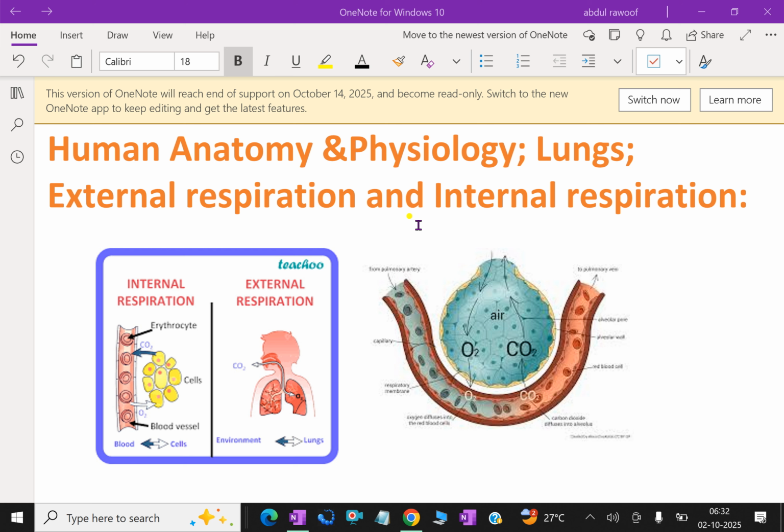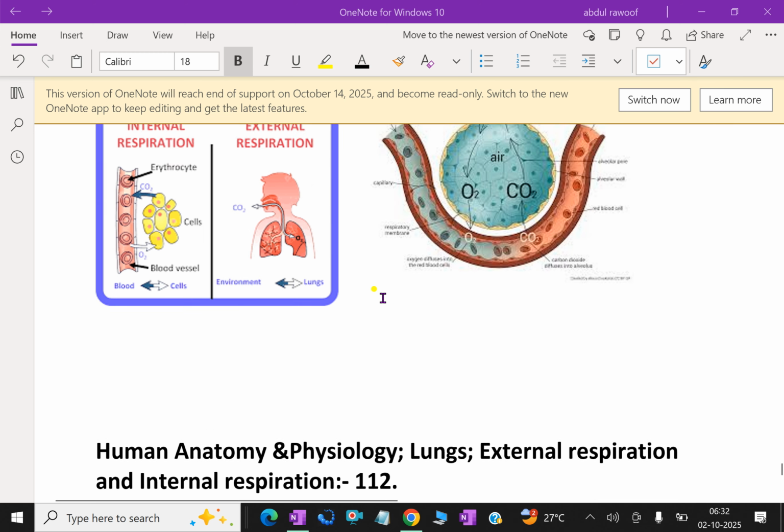O2 diffuses from the bloodstream through the capillary wall into the tissues. CO2 diffuses from the cells into the extracellular fluid, then into the bloodstream towards the venous end of the capillaries. Now we'll discuss further detail about external respiration and internal respiration.